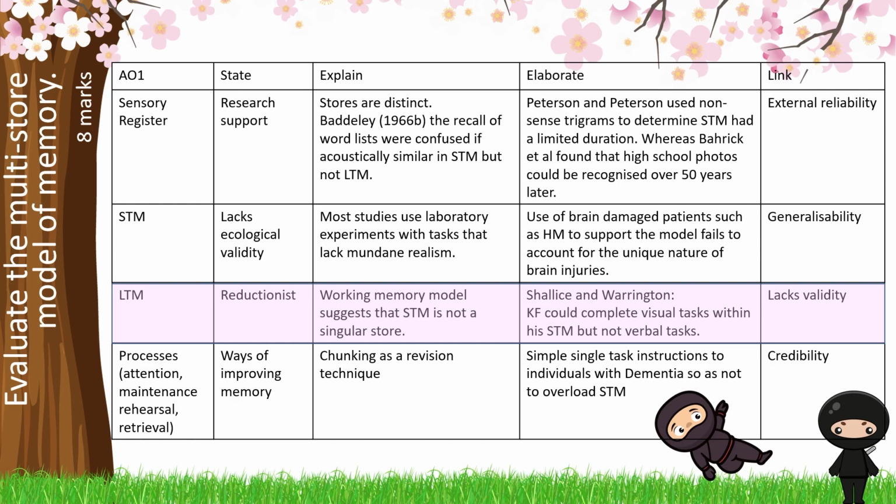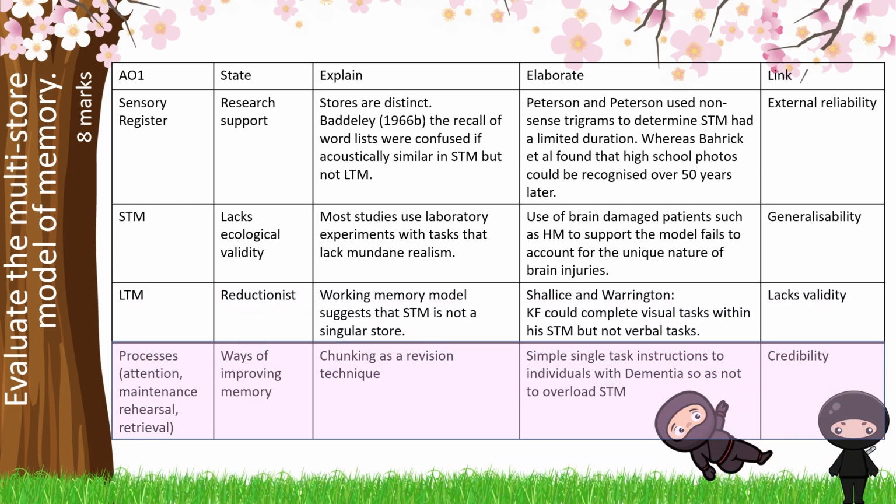Here we're criticising the model because we're saying it's reductionist. By using a different theory, working memory model, we have to say why this is better rather than just plonking in a description of a different model. The working memory model is better because it suggests that short-term memory is not a single store, and we use KF's evidence in order to support that. We're then making the overall mini conclusion that the multi-store model lacks validity, lacks accuracy in explaining how memory works.